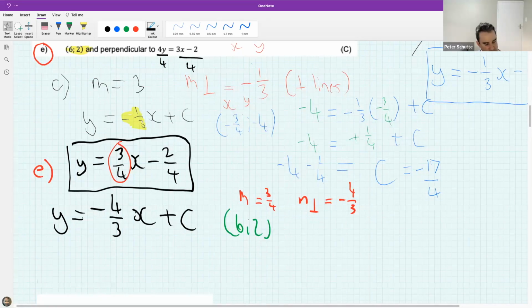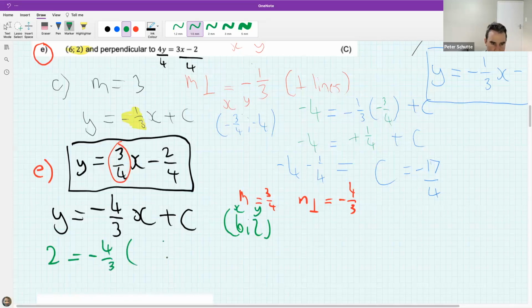So really today has been about parallel and perpendicular lines and understanding how gradient sends us secret messages about information. Let's see. So this is X and this is Y. So this should be 2. I'll make sure I put the right point in this time.